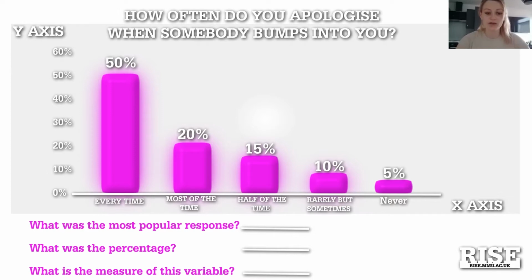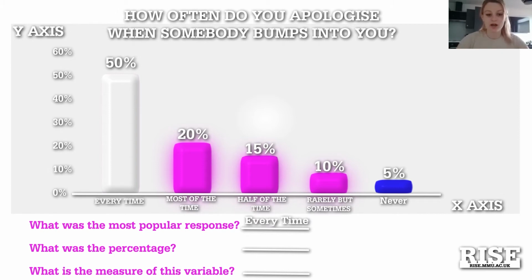So here it says, what is the most popular response? Now, to identify the most popular response, we're just going to look at the data given in the bar chart, and we're going to pick the one that is the longest or the tallest bar, which is clearly the one on the left-hand side, because we can see above it that 50% of people chose that one. But if you compared this to, say, the never, only 5%. Now, 50% is evidently bigger than 5%. So the most popular response would be every time. So we can just pop here, every time.